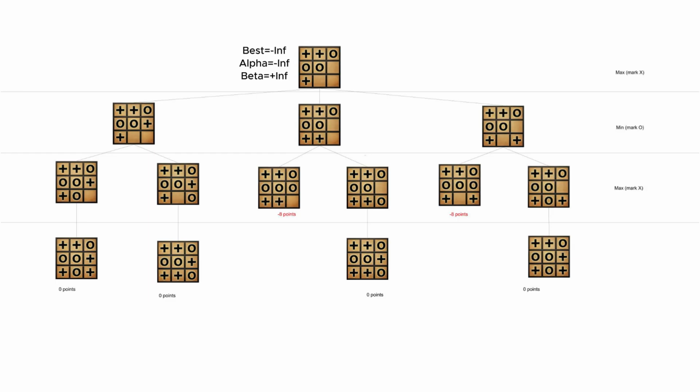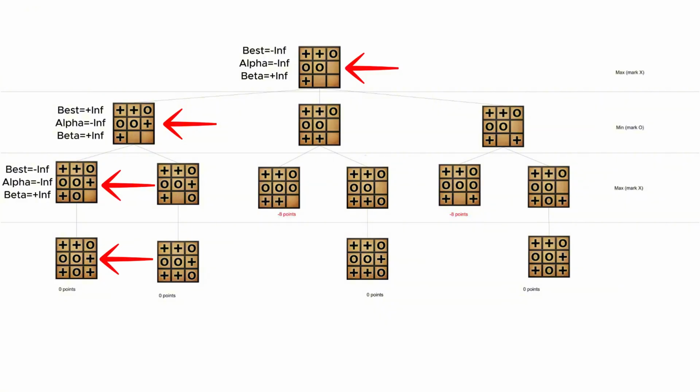Let's start traversing the tree and see what happens. This is our starting node. Alpha, beta and best score have their initial values. We start traversing the tree recursively until reaching an end node. The value here is 0. Let's update the parent node. Best and alpha both become 0. This node doesn't have more children, so we return to the parent. This is the min parent, so best and beta become 0.